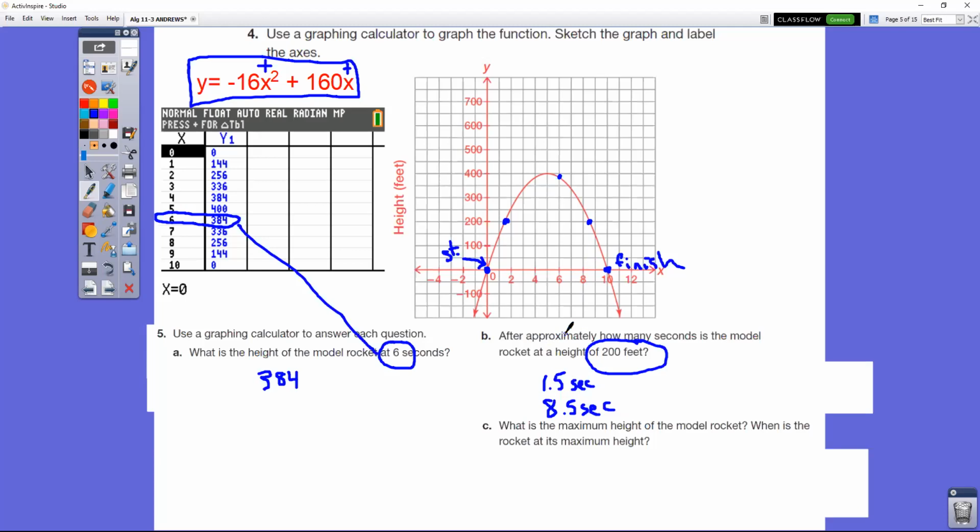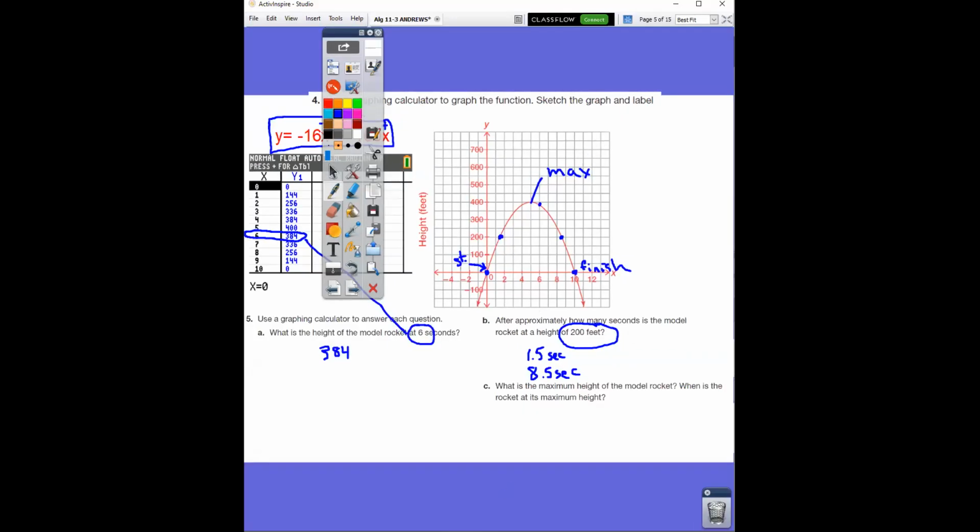What is the maximum height of the rocket? Where is the rocket the highest? Remember, this is your maximum point. The max is the highest point. Now, you're going to eventually have graphs that are upside down as well, and it'll ask you for the minimum point, the bottom point. Remember that you can, on your calculator, go to second and calc. I'm going to do that right now. So just give me a second to pull up the calculator.